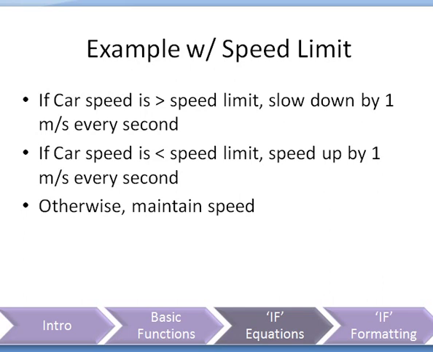Okay? Now what I'm going to show you is the example that I had started talking about initially, which is about a car speed limit. So if the car speed is greater than the speed limit, I want it to slow down by a meter per second every second. If the car speed is less than the speed limit, I want us to speed up by a meter per second every second. Otherwise, in other words, if you're going the speed limit, I want you to keep going the speed limit.